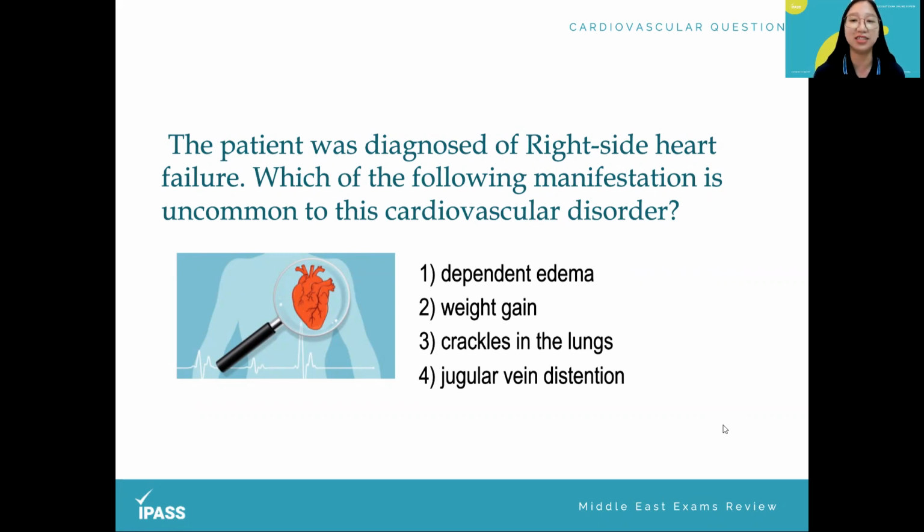Option 1, dependent edema. 2, weight gain. 3, crackles in the lungs. And 4, jugular vein distension. For us to be able to answer this question correctly, we should see the clues. The first clue is right-sided heart failure. The second clue is that we are looking for the uncommon manifestation. If it's uncommon to right-sided heart failure, therefore we are looking for the manifestation of left-sided heart failure.